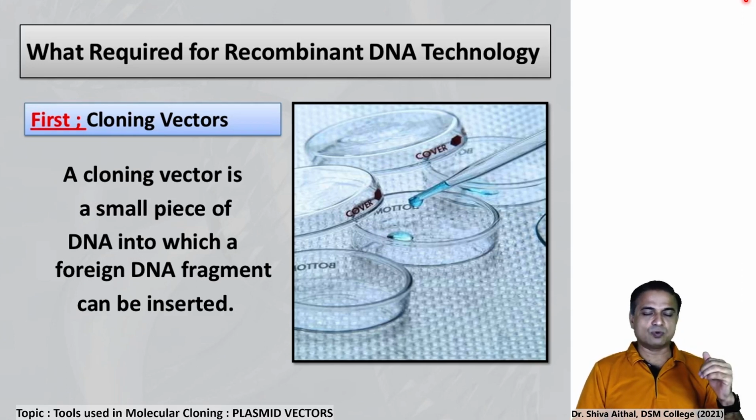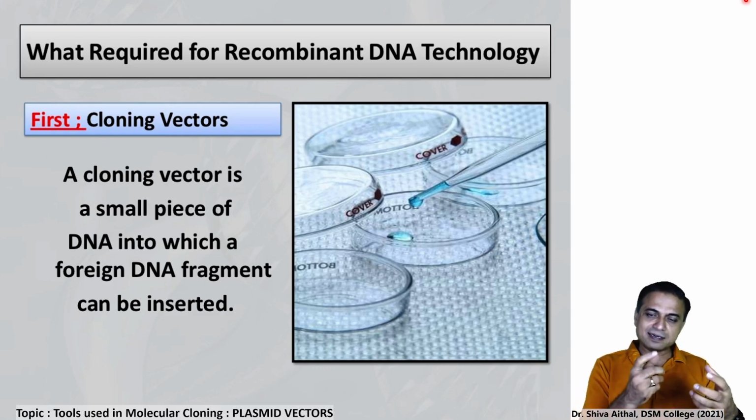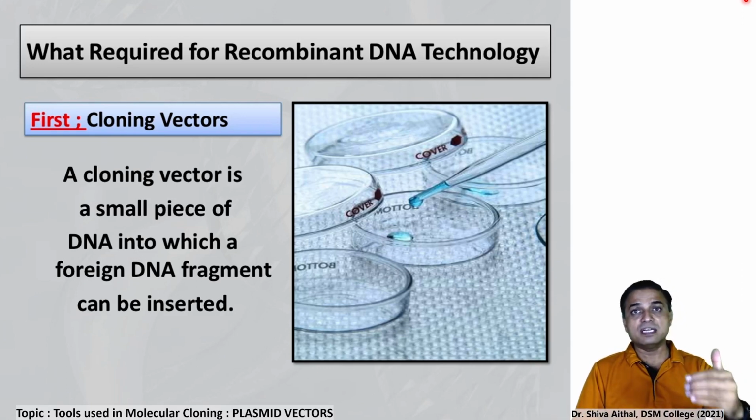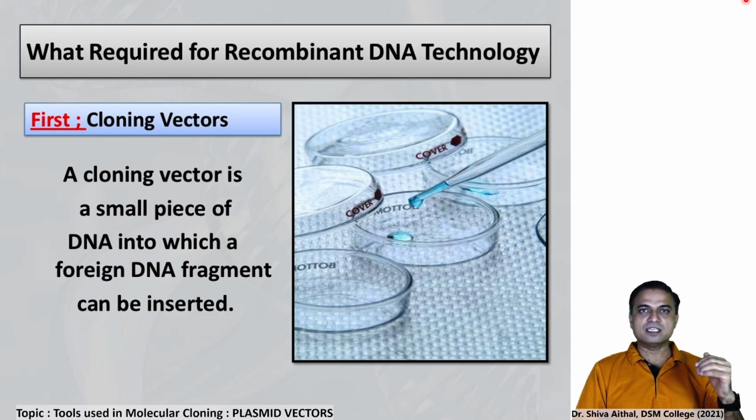We say enzymes, okay, but with enzymes, when you get all the products, you need something where your gene of interest can sustain the processes which will be carried out till its final end product is achieved. That requirement at the very basic level is a cloning vector. These cloning vectors can be plasmids or phages.